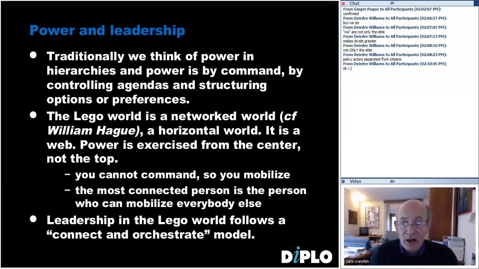The UK Foreign Minister William Hague talks a lot about the network world. It's a horizontal world, it's a web. Power is exercised from the center, not the top. You can't command, so you mobilize. And the most connected person is the person at the center, the one who can mobilize everybody else. And it follows a connect and orchestrate model. Absolutely quintessentially, the use of social media in the rebellions in Tunisia and in Egypt and indeed other parts of the Arab-speaking world were very much in this context of a Lego world. It was connected people who could mobilize other people who were absolutely key in those processes. They didn't replace the bravery on the streets, but they were very much part of that process.